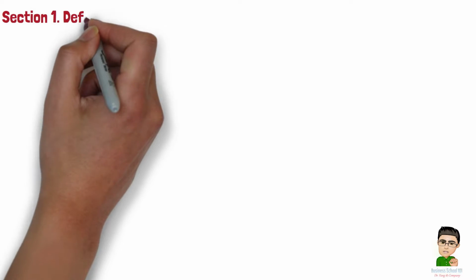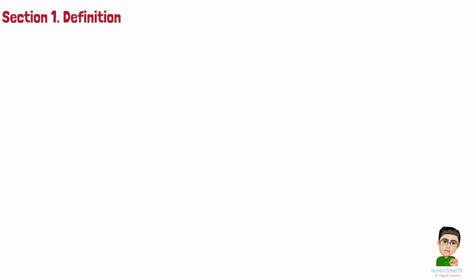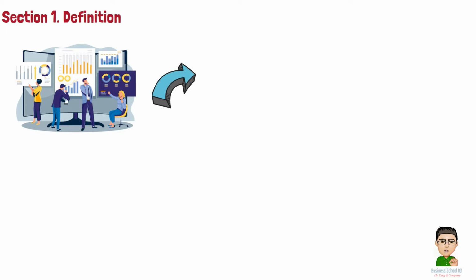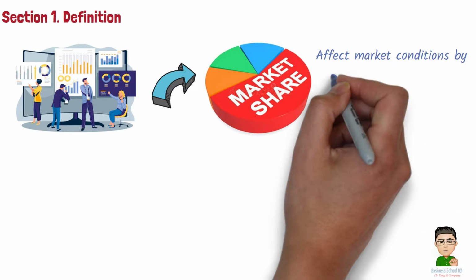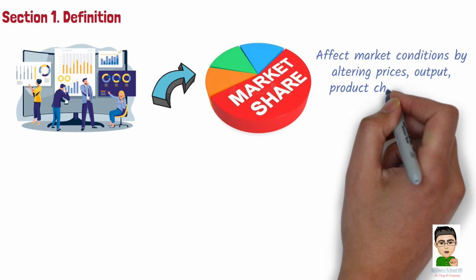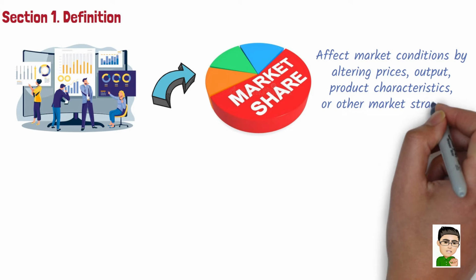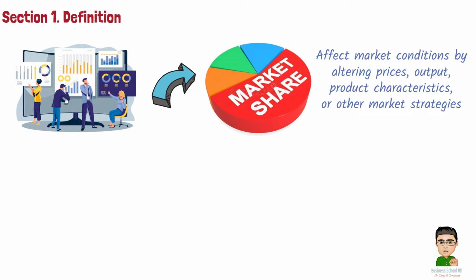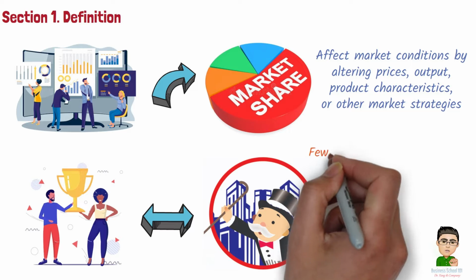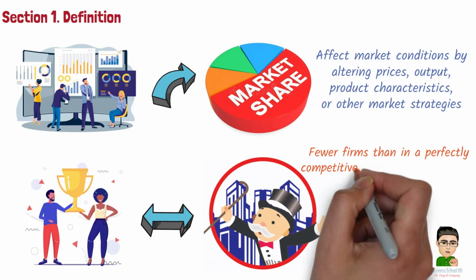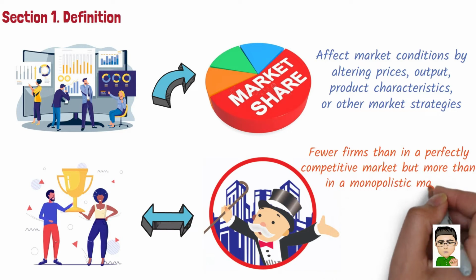Section 1. Definition. An oligopoly is a market structure characterized by a small number of large firms that control the majority of the market share. These firms have significant market influence and can affect market conditions by altering prices, output, product characteristics, or other market strategies. Oligopoly lies between perfect competition and monopoly on the market structure spectrum, with fewer firms than in a perfectly competitive market but more than in a monopolistic market.